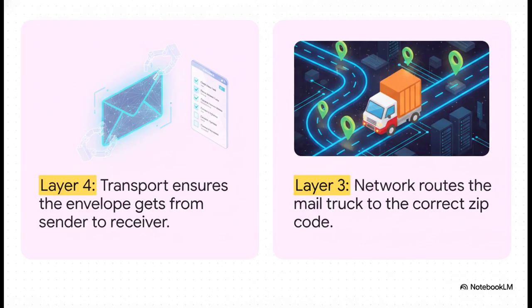Layer 4, the transport layer, is the envelope. Its job is to ensure the contents get from the sender's hands to the receiver's hands in one complete piece. Layer 3, the network layer, is the actual mail truck and the GPS system. It's figuring out the absolute best roads to drive on to get that envelope to the right zip code.